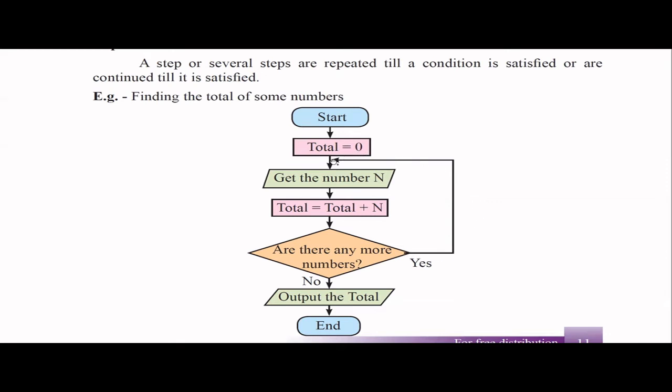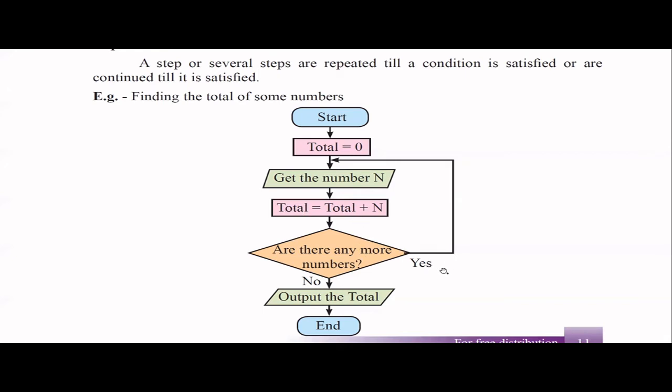Right? Get the number. So second number we'll think it's 3. So you get 3. Now your total is not 0, it's 2. Earlier one we had 2. So 2 plus 3, now total is 5. You check the condition again. Are there any more numbers? Yes. We are going up to 5 numbers. Yes, you go back here. Get the next, that means third number. We'll think it's 1. Now what is your total? Your total was 5. 5 plus 1 is 6. Now your total is 6.